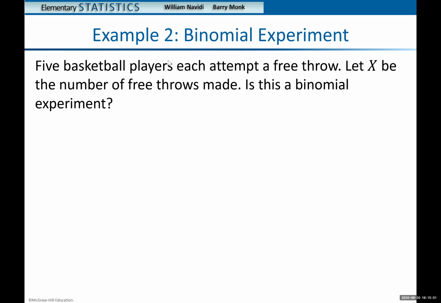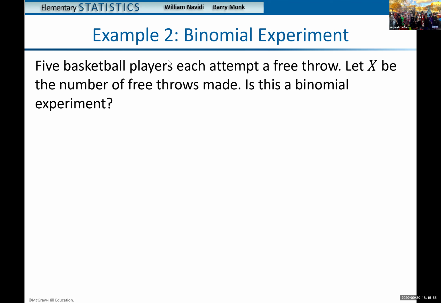I would say no, because wouldn't it depend on each one making one? Say that again, sorry. I was thinking of it like a competition, so no. You're talking about the five basketball players. Well, would the trials be independent? Well, no, because I'm thinking it's a competition. So, no, it would be a binomial experiment because it doesn't matter if one makes it or not. It's not even saying that they're attempting this on the same day or the same time. So, yes, it is. Is it? What do you think, Amanda? You said no also.